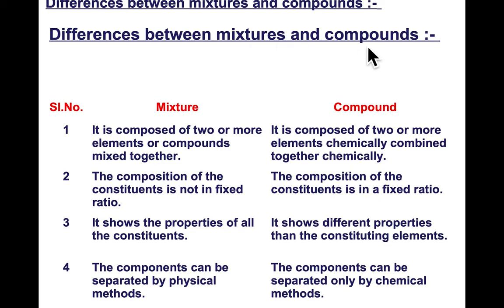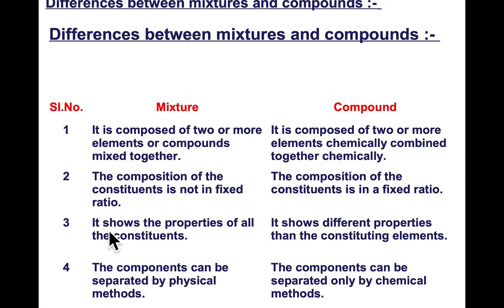Differences between mixtures and compounds. All of you are familiar now. A mixture is composed of two or more elements or compounds mixed together. And a compound is composed of two or more elements, but they should be combined chemically. Second, in a mixture the composition of constituents is not in a fixed ratio. You can take any of the constituents in any ratio. But in a compound, the composition of constituents is in a fixed ratio. For example, H2O, two atoms of hydrogen combine with one atom of oxygen.